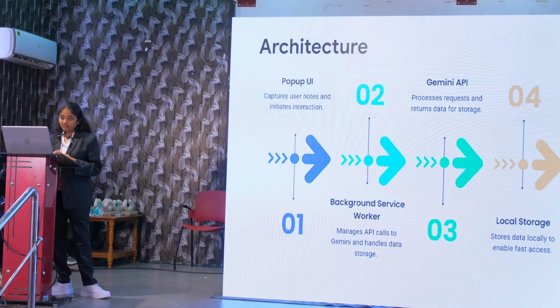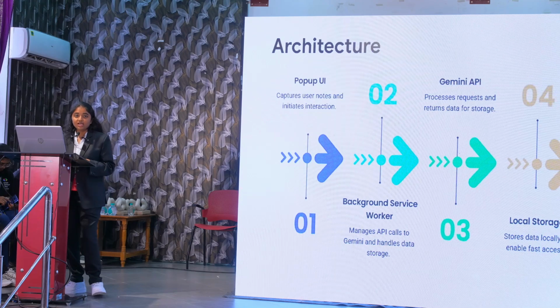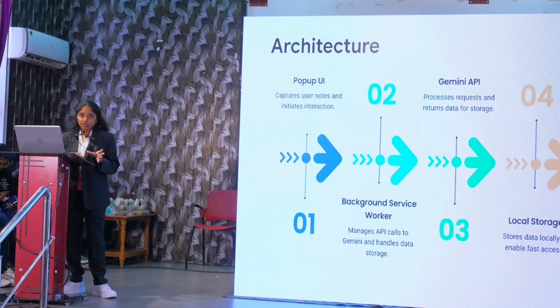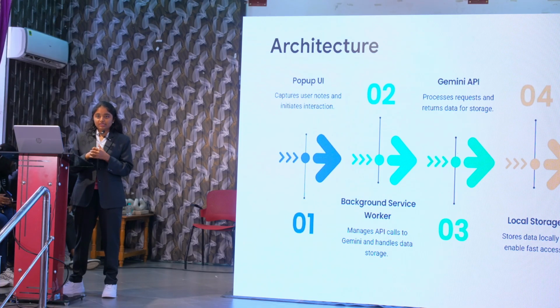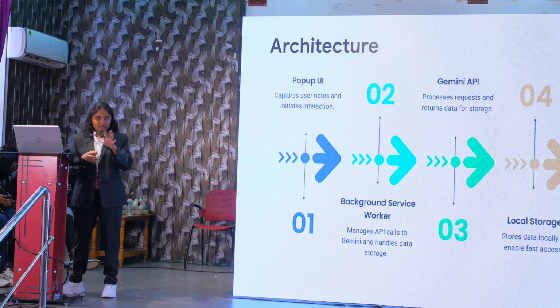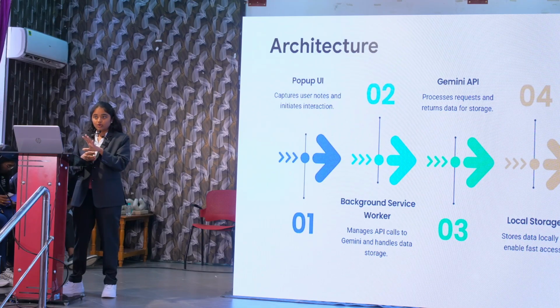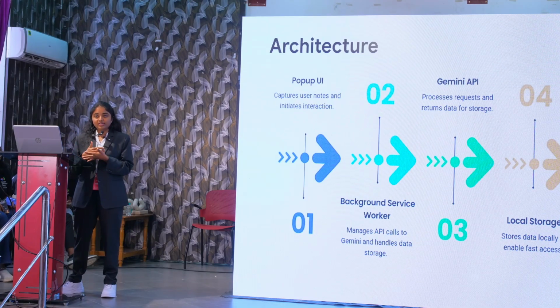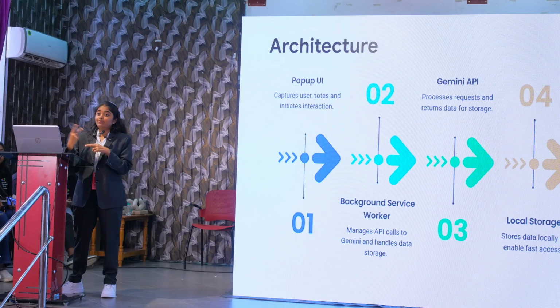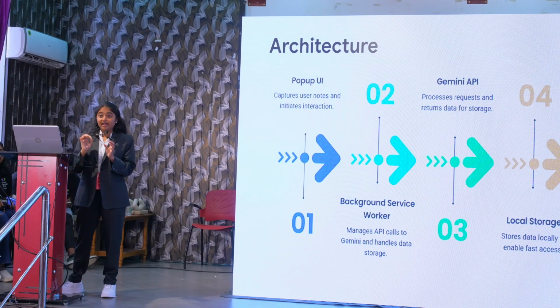The next one is the Gemini API. It processes the request and returns data for the storage. For example, all the storage data in your Chrome will be taken out for summarization. Once you click for summarization, it will automatically send the data to a Gemini API call, which will extract all the data, process it, summarize it, and return it. The response data will be stored, replacing what is in Chrome storage, not added.